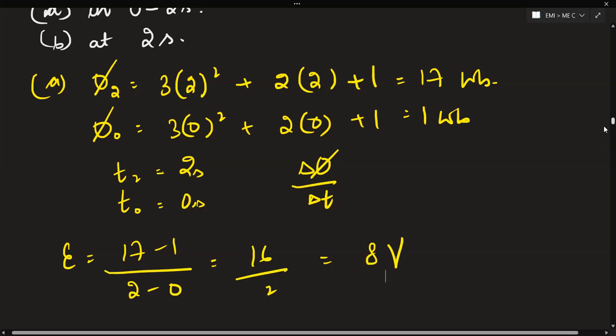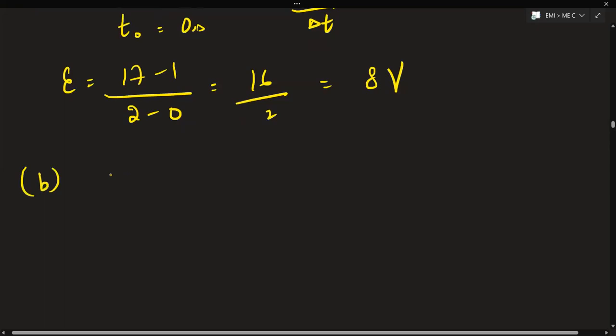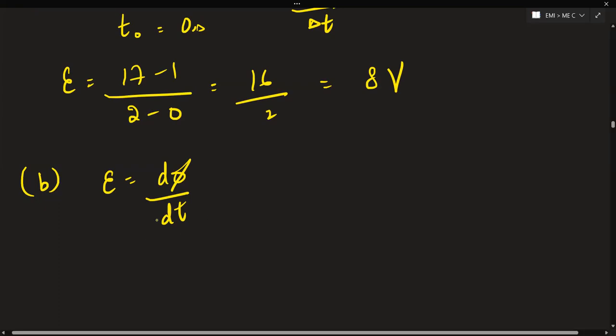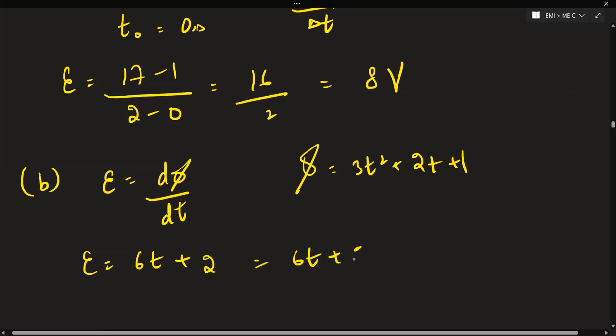For the calculation of the B part, EMF is d phi over dt. Again, I'm telling you that the direction thing we will do in Lenz's law. Lenz's law is just for your direction only, how it opposes the cause that produces it. That we'll see later on. Right now, let's differentiate it. So phi is given as 3t square plus 2t plus 1. If you differentiate this, 3t square becomes 6t, 2t becomes 2, 1 is 0, that is 6t plus 2. Now at t equal to 2 seconds, you have EMF as 6 into 2 plus 2. So this is 14 volts.